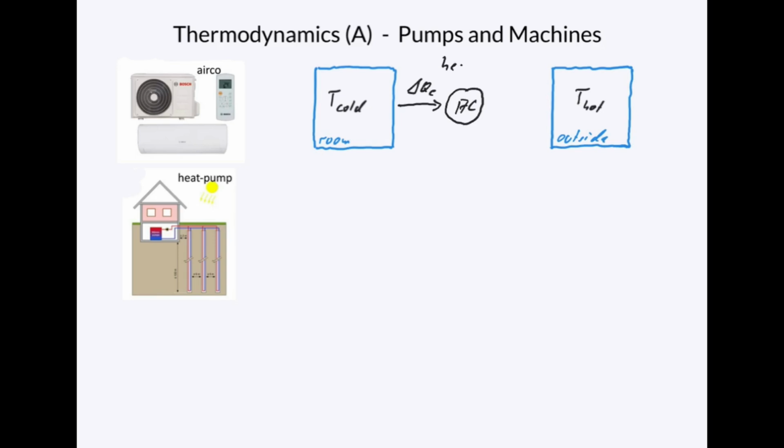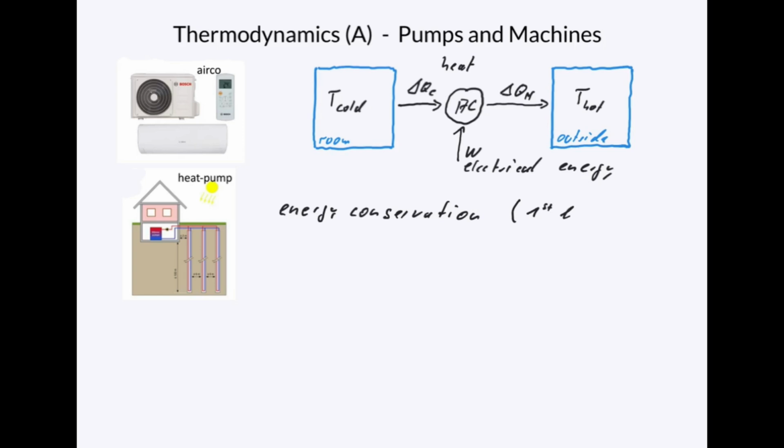and the air conditioning pumps out heat from this room and transfers this heat into the hot surrounding of the outside, which is at temperature T hot. Now, in order to do this, the AC needs electrical energy W. The process that we just described has to obey the first law of thermodynamics, or the conservation of energy.